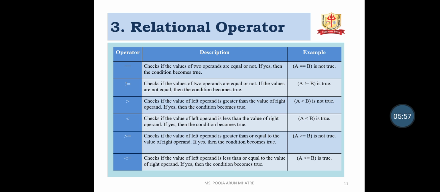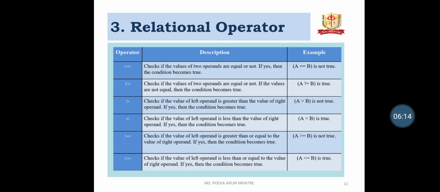Exclamation mark equals, that is, not equal to. It checks if the values of two operands are equal or not. If the values are not equal, then the condition becomes true. That is, A is not equal to B. That is true.